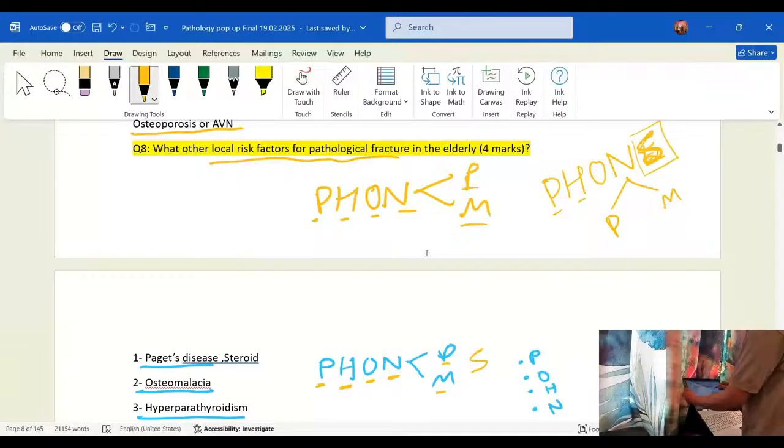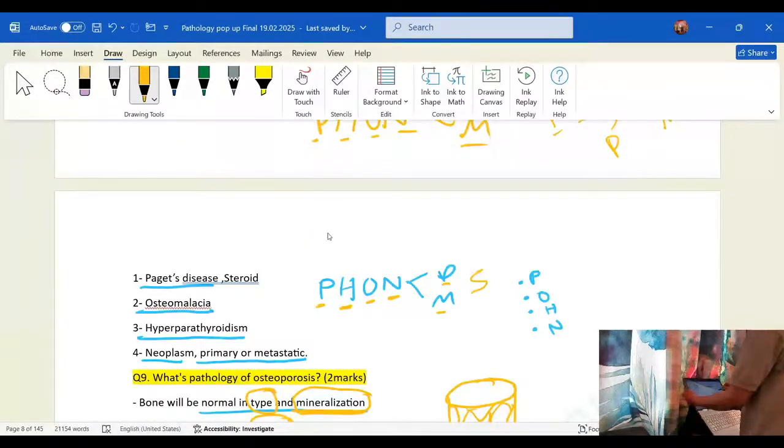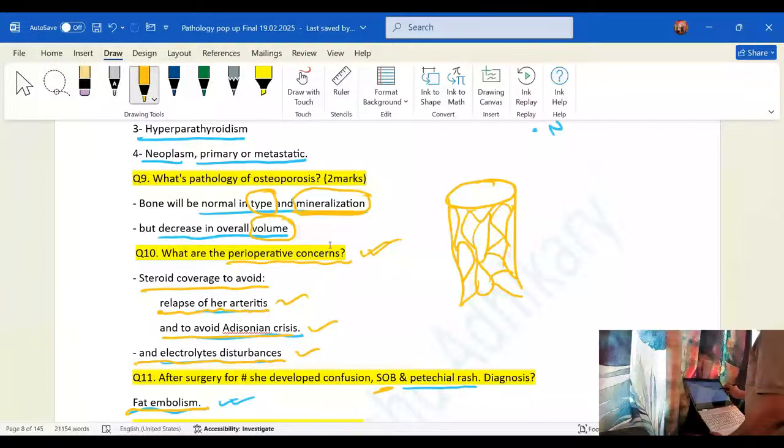What other local risk factors? Yes, Paget's disease. In osteoporosis, the bone is normal in type and mineralization, but there is a decrease in overall bone volume.